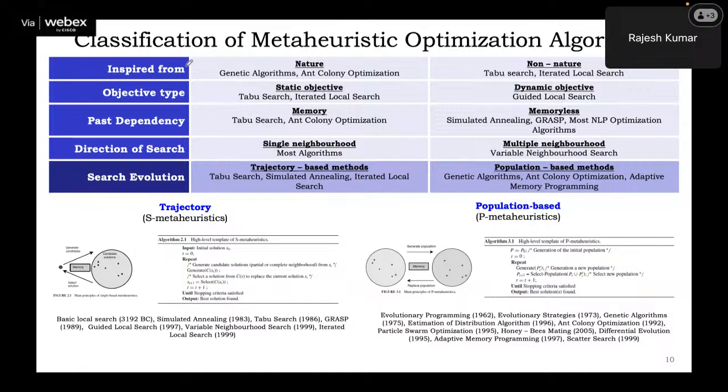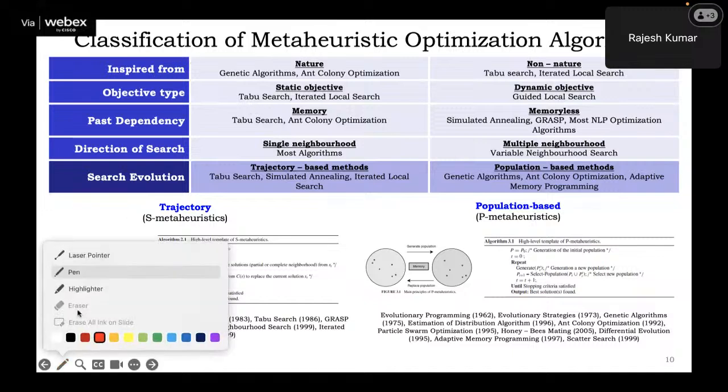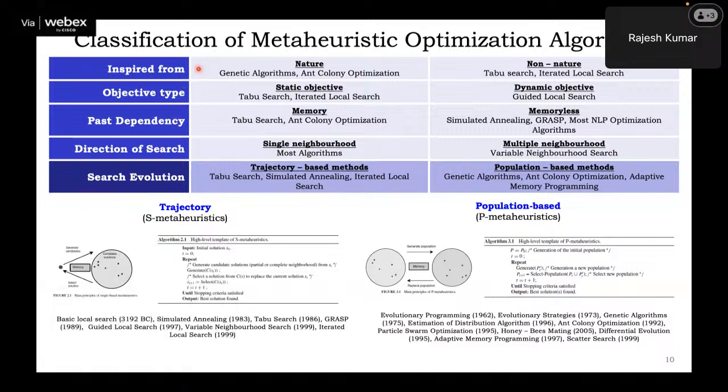One classification is that meta heuristic can be inspired from nature or non-nature. Nature-inspired are the genetic algorithm, ant colony, grey wolf, cuckoo search, and likewise. The second one is non-nature, like iterative local search or taboo search. Or we can divide these algorithms on the basis of objective type. In one case, the objective is static. In the second one, it is a dynamic objective. Or the third categorization can be based upon memory. So we are using past memories like we use in ant colony and taboo.